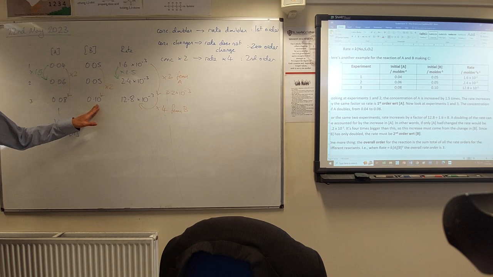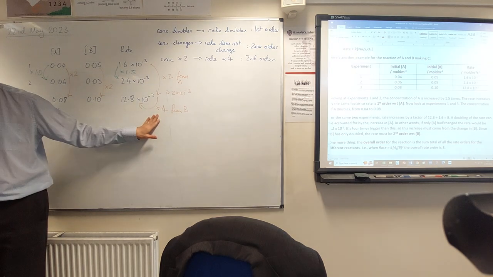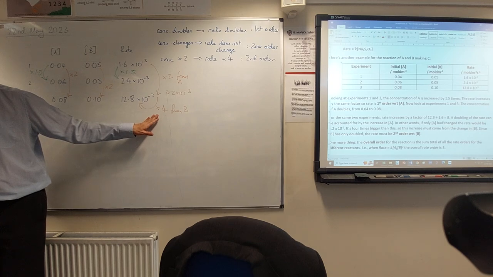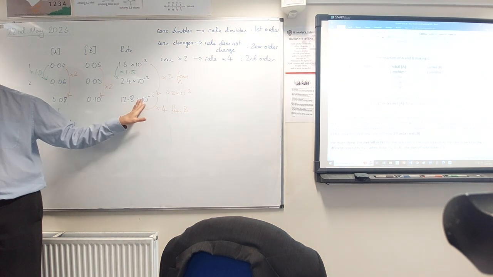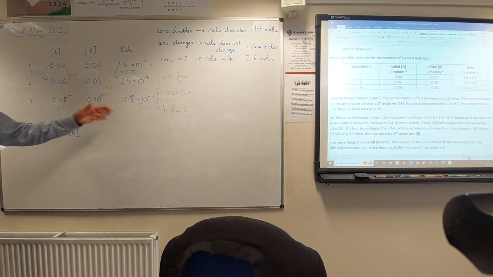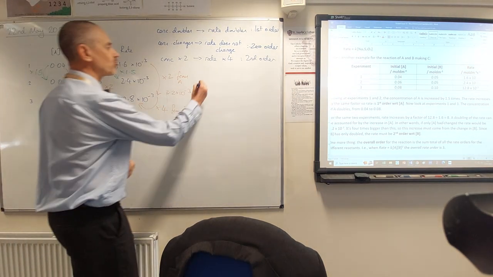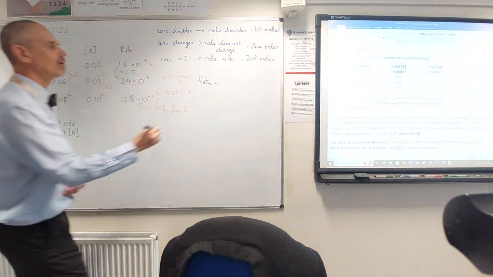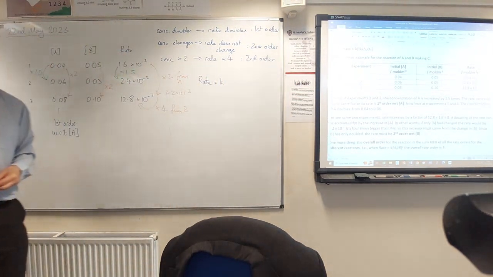If B had tripled, times 3, then the rate would have gone up by 9. If the concentration's halved, the rate would quarter. So it's always the proportion squared. Okay, so let's write our rate equation now for A and B.